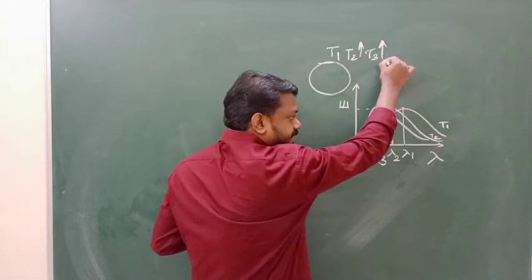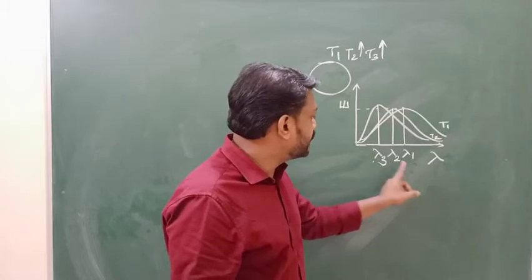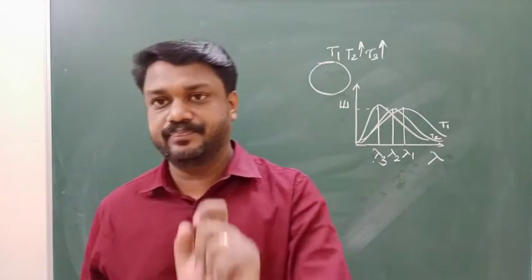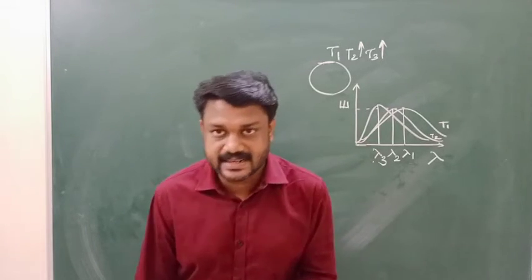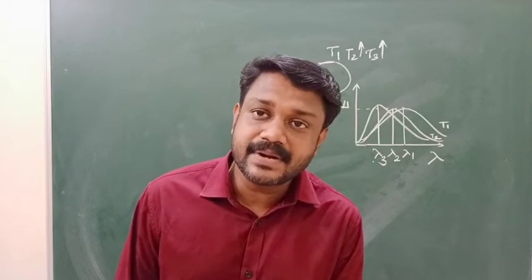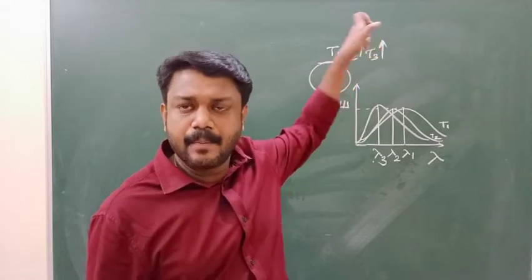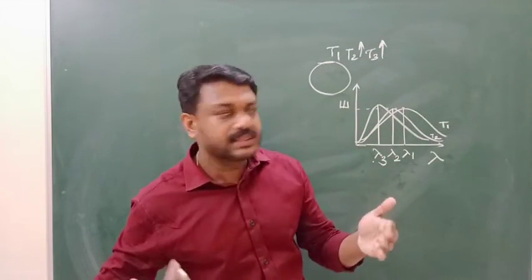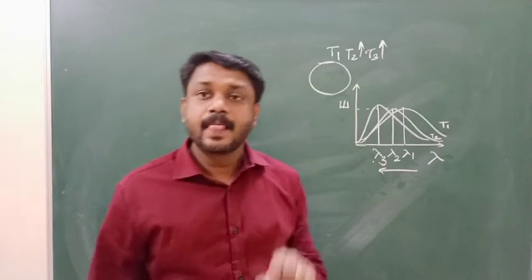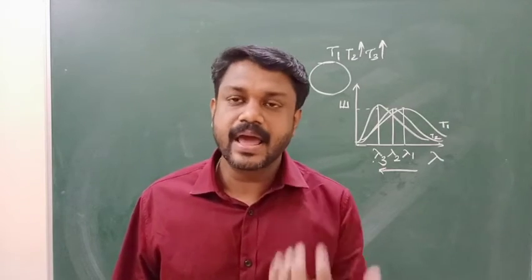As the temperature increases, lambda goes on decreasing. What is the property of lambda 1, lambda 2 and lambda 3? These are the wavelengths of maximum energy emitting radiation. So we can say that as the temperature of a black body increases, maximum energy emitting radiations move towards shorter wavelength. That means as the temperature increases from T1 to T2 to T3, lambda 1, lambda 2, lambda 3 go on decreasing. The maximum energy emitting radiation shifts towards shorter wavelength as the absolute temperature of the black body increases.